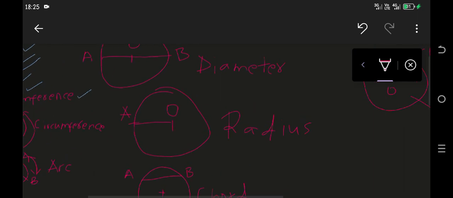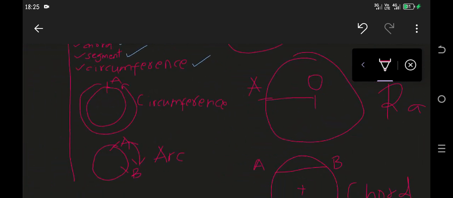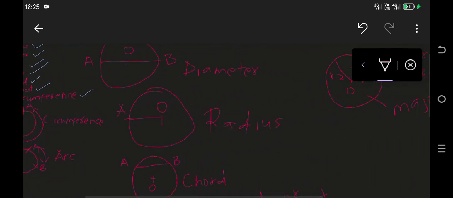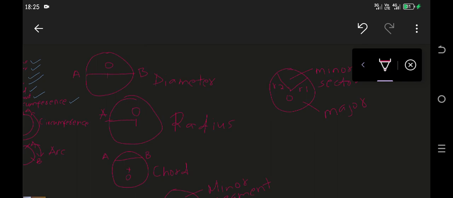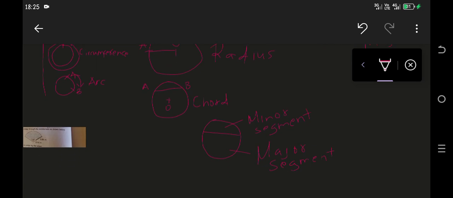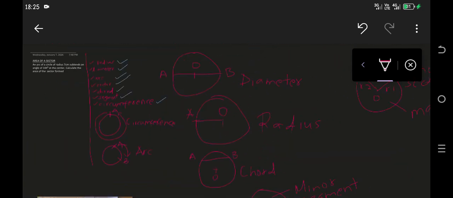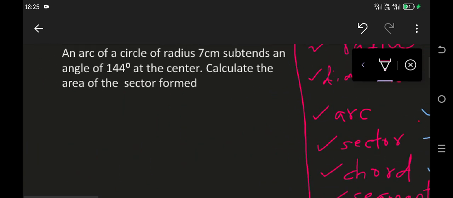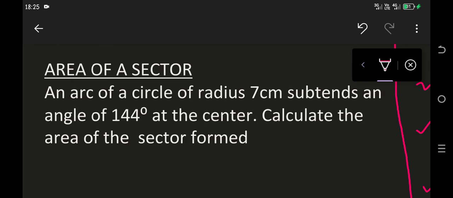You can just take a moment to look at each and every illustration. Now let us look at the examples. So we say that we are looking at area of a sector.